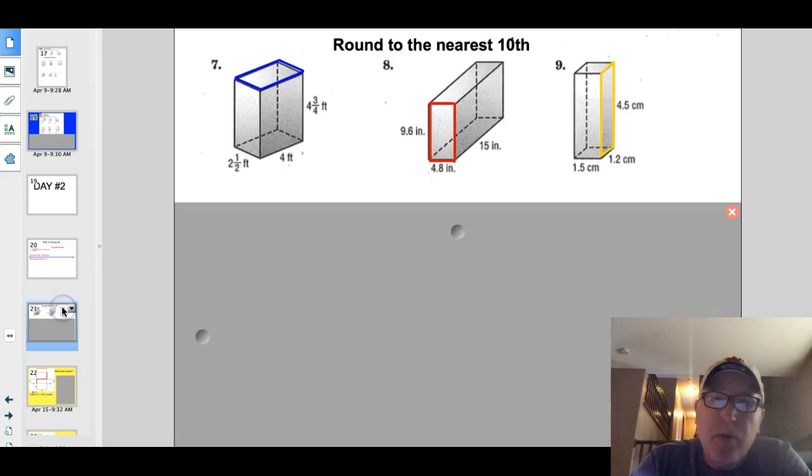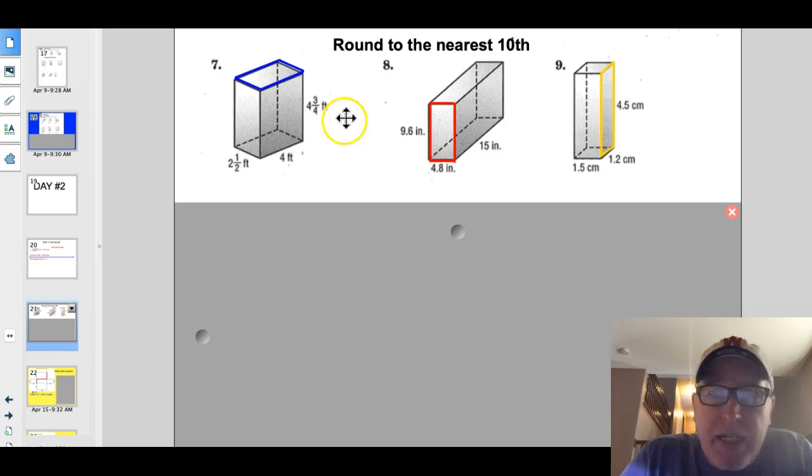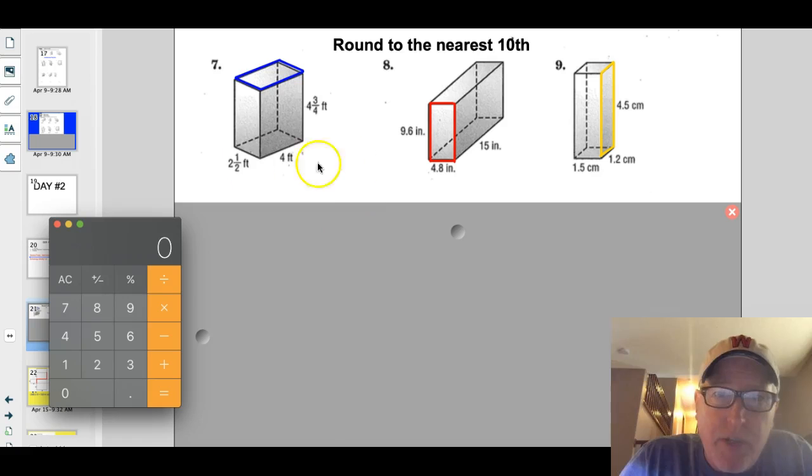All right, let's take a look at 3 problems here. We're looking at the base times height on these problems, so we're going to round these to the nearest tenth. A little more challenging here because now we've got some fractions. So we would just have to take this and make this 2.5 times 4 times 3 and 3/4. So I'll just do it on the calculator here.